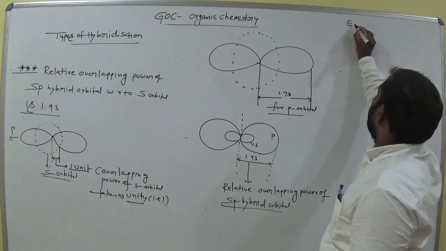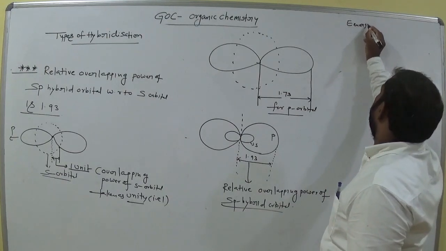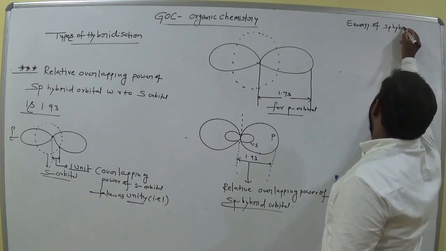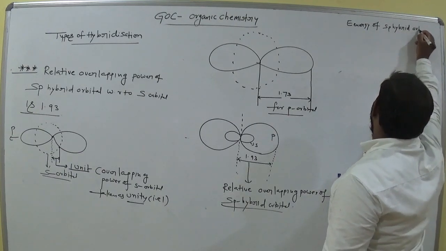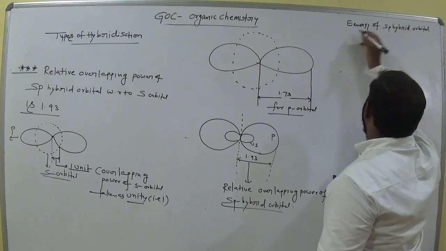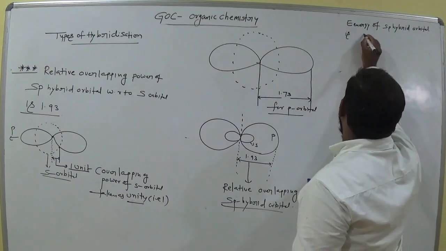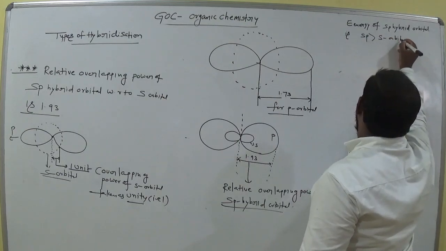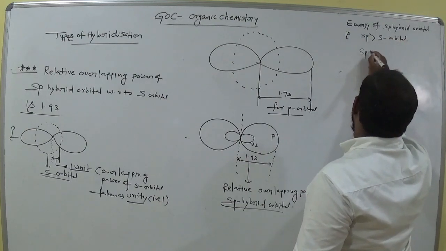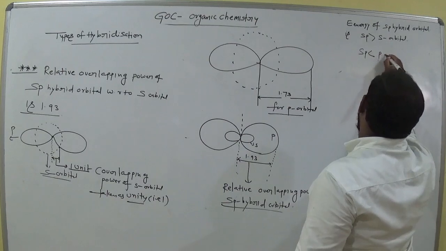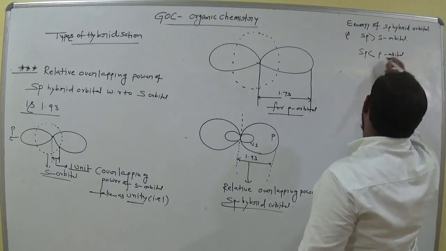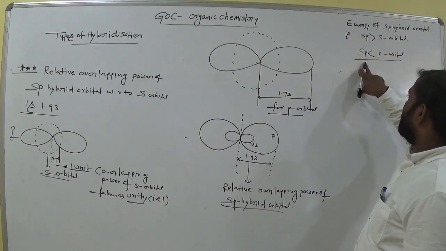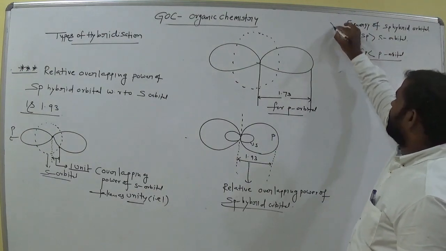Now the energy of the sp hybrid orbital is greater than the s orbital and less than the p orbital. The sp orbital energy is greater than the s orbital, and the sp energy is less than the p orbital. Remember this point.